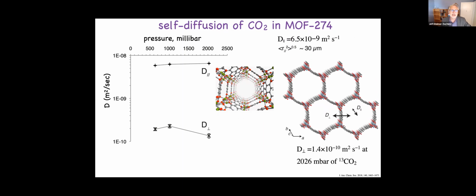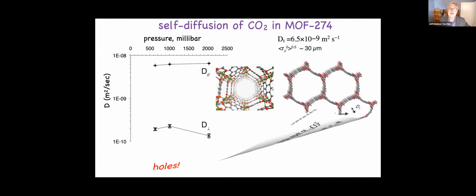So how could this possibly happen? And the answer, of course, is there must be holes and defects in these materials. And very rarely, one of these CO2 molecules can jump from one tube to another. And we have indeed discerned this to be true, because if we make the MOF 274 crystals with the most sensitive crystal growth methods that are extremely slow, we can completely suppress this perpendicular component.